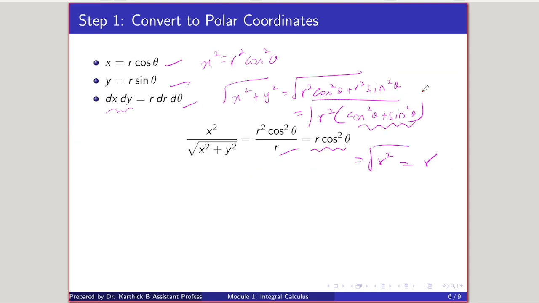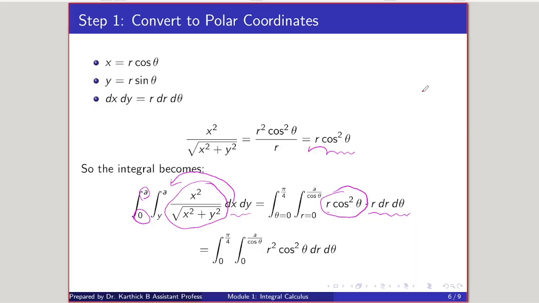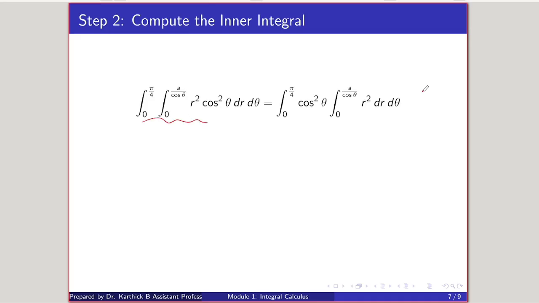So we are taking the limits: r varies from 0 to a by cos theta, and theta will be 0 to pi by 4. And now we are multiplying by the value r square cos square theta dr d theta. Then we want to evaluate this double integral. Next, this can be written like this, because now we are going to evaluate this part with respect to r. With respect to r, the theta terms will be constant, so I may keep them outside the integral, and I may evaluate this alone.